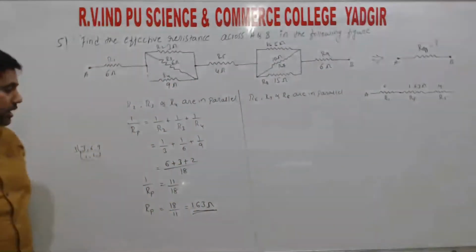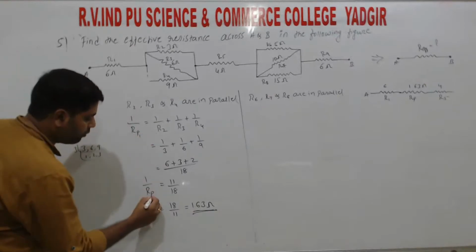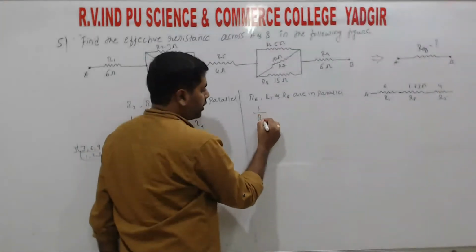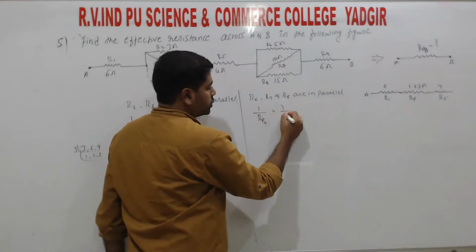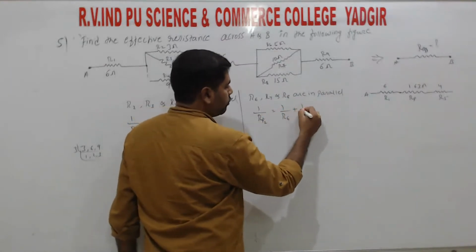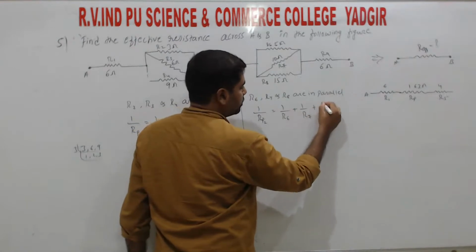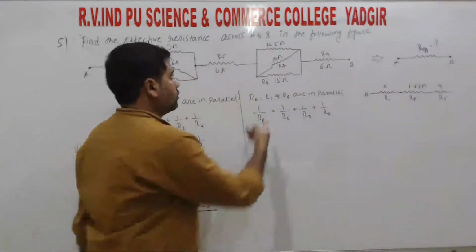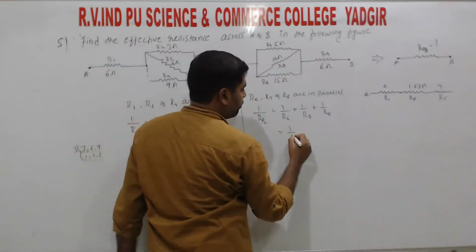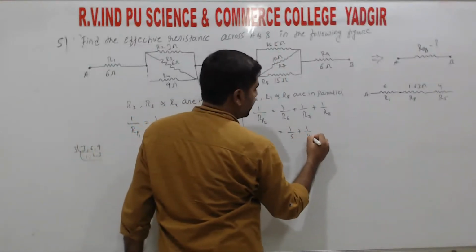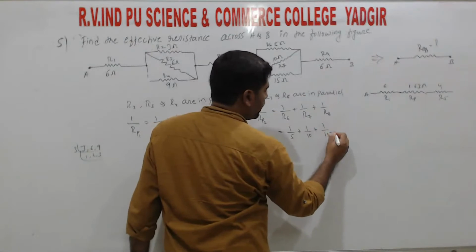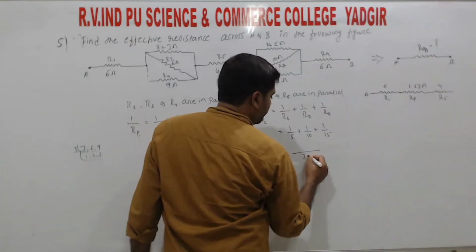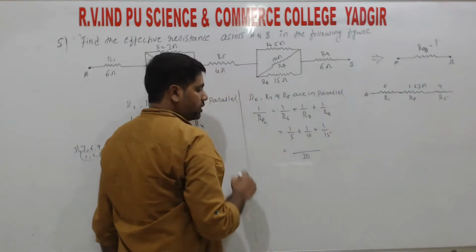So as the two networks are in parallel, let's take one as RP1 and the other as RP2, right? So 1 divided by RP2 is equal to 1 divided by R6 plus 1 divided by R7 plus 1 divided by R8, right? So substitute the values: 1 divided by 5 plus 1 divided by 10 plus 1 divided by 15. So if we take the LCM of 5, 10, 15, we almost get 30, right?